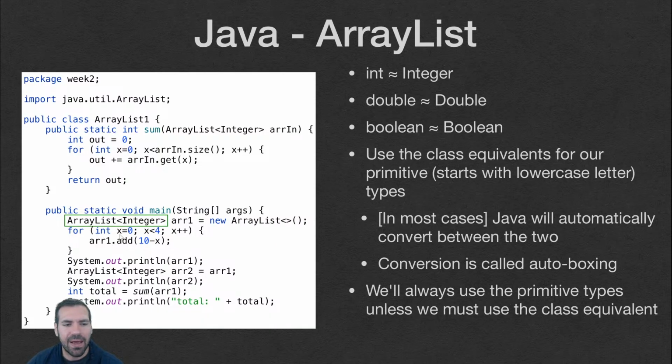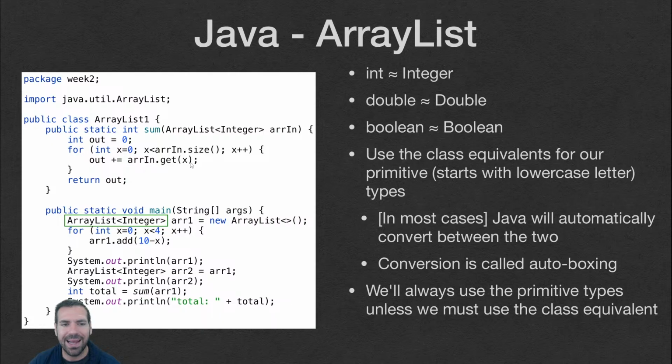And Java is usually pretty good at converting between these. So for example, I have int x here, and then I do 10 minus x. These are both ints, but then I add them to my ArrayList of Integers. Java's going to convert these ints into Integers for me. And same with this, I have a lowercase int variable, and I'm going to plus equals whatever I get out of the ArrayList.